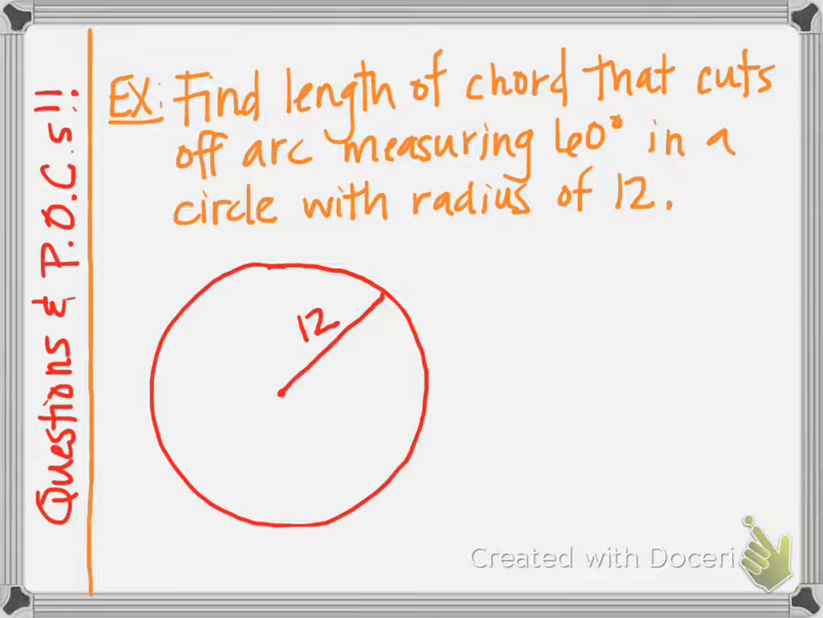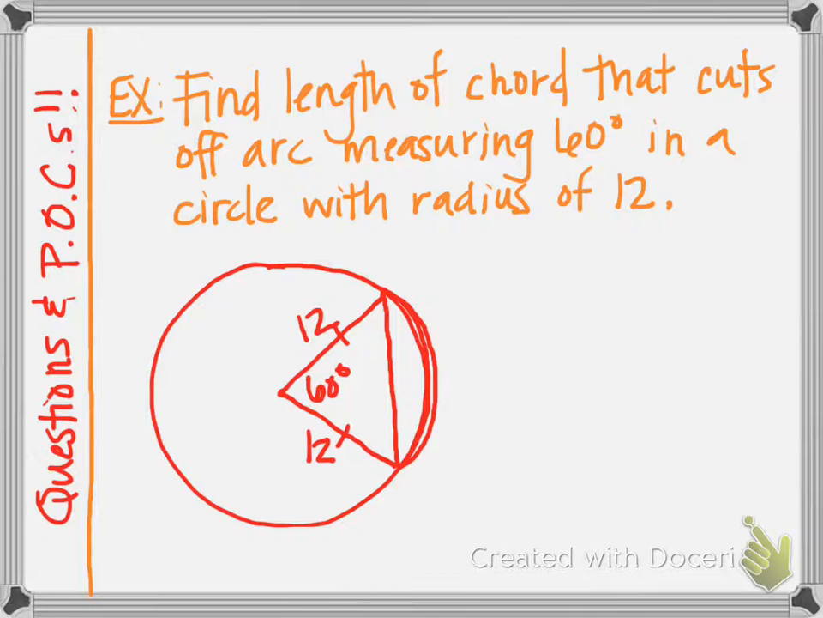So remember the measure of the arc is also the same as the measure of the central angle. So let's just say we've got this central angle that equals 60 degrees. I know that this other side of the angle is also going to be 12 because my radii are always congruent, right? We need to find the length of the chord that cuts off the arc. So if the arc is here, the chord is what is made by connecting the endpoints of that arc. So that's the chord we need to find the length of.